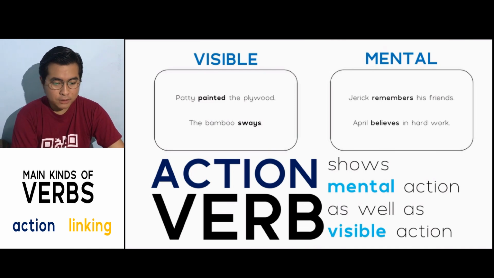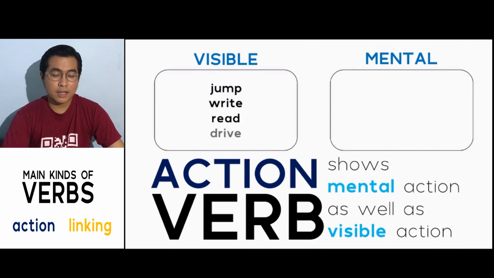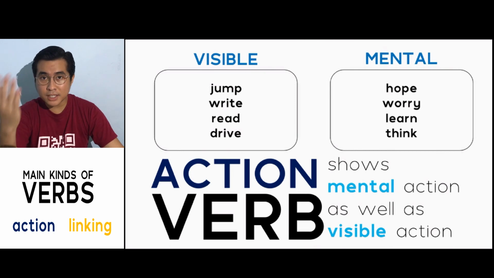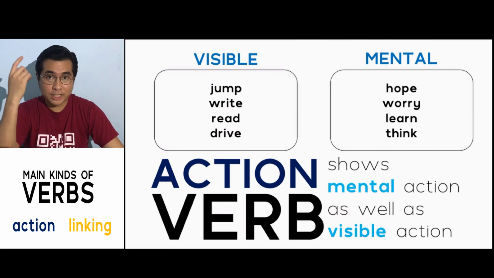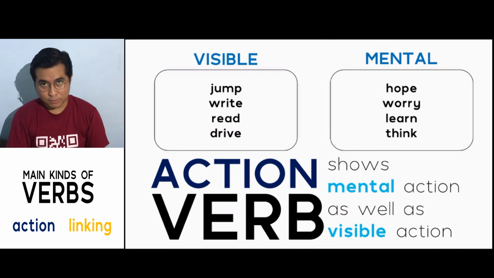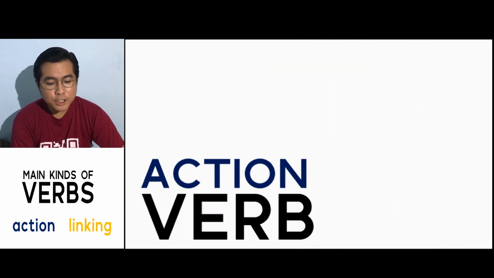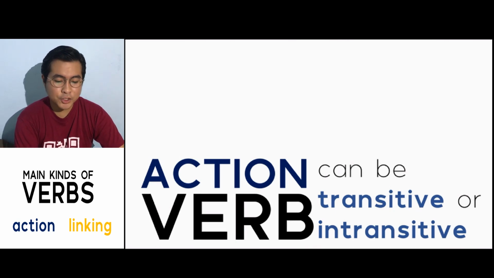Now, there are other examples here. For visible, we have jump, write, read, and drive. For mental, we have hope, worry, learn, and think. Again, for visible, you could observe the performance or the activity. But for mental, you could just see manifestations, not really what is going on in the mind, because it is in the mind of the person doing the action. Now let's move on to another kind of action verb, your transitive and intransitive.